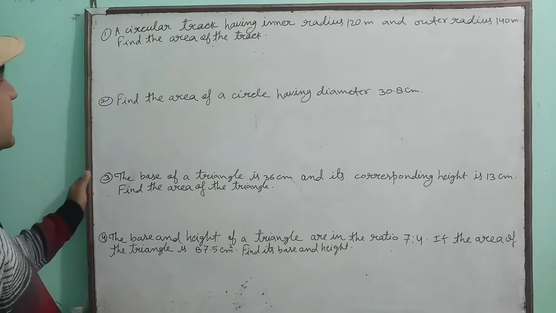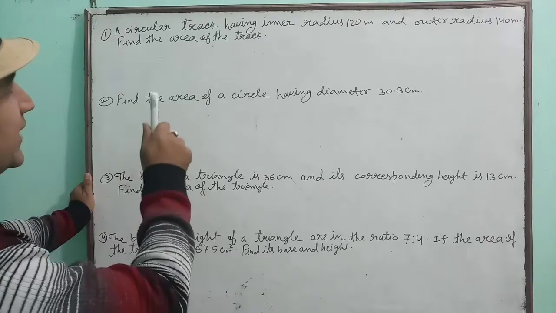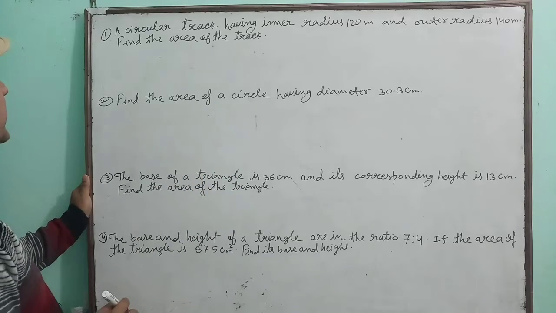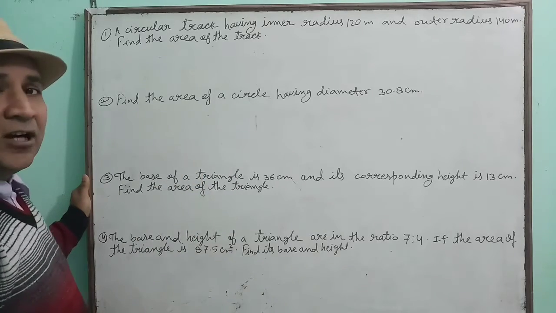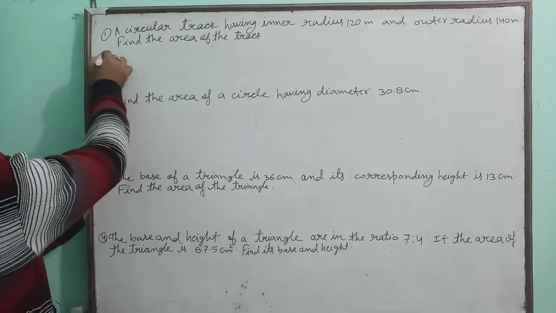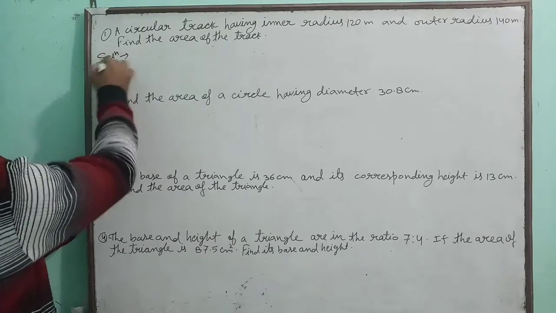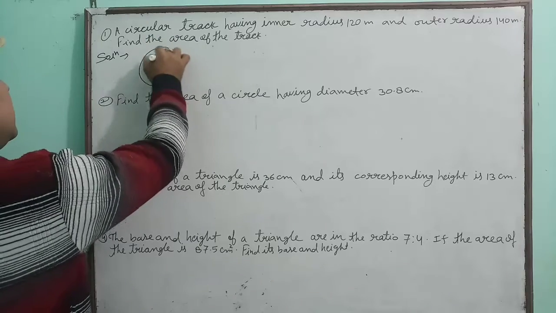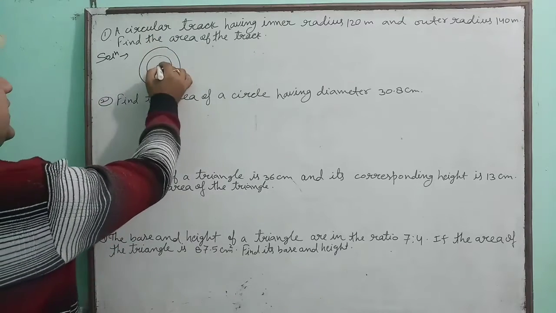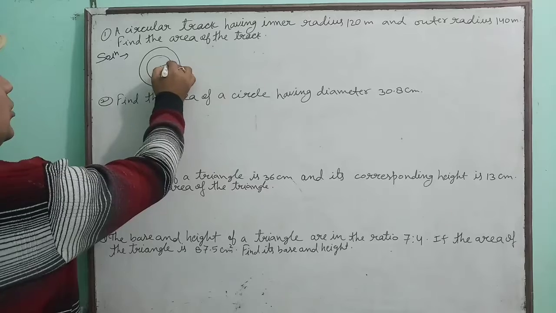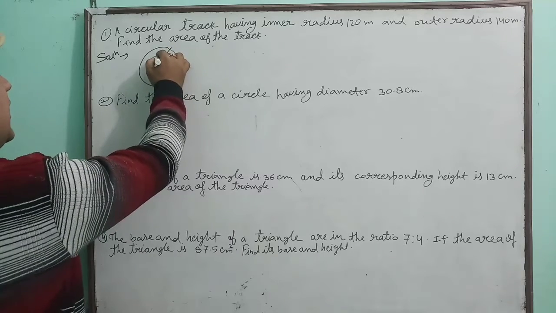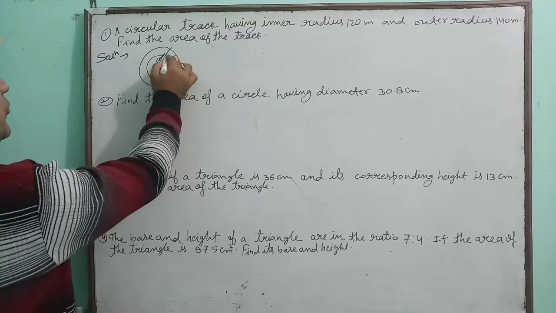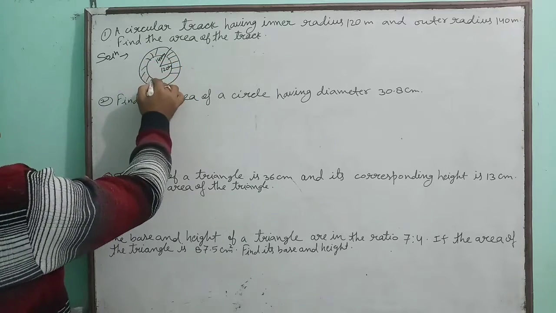The first question is a circular track having inner radius 120 meter and outer radius 140 meter. Find the area of the track. See children how to solve this one. A circular track, see this children, in this way. Here inner radius is 120 meter and outer radius is 140 meter. Then we have to find the area of this track.